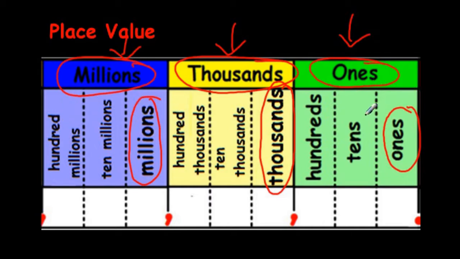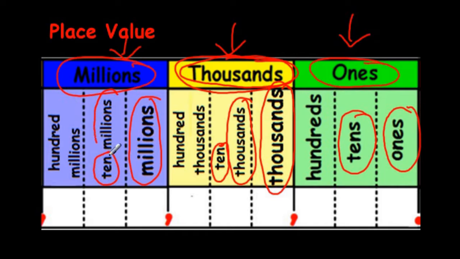Okay, let's look at the second room for ones. It's tens. So let's look at the second room for thousands. Do we have a tens there? Yes, we have a tens there. But we have thousands along with the tens. Why? Because we are in the thousands house. Do we have the tens in the millions house as well? Yes, we have tens in the millions house as well, with million because it's in the millions house. So tens is also there in every house.